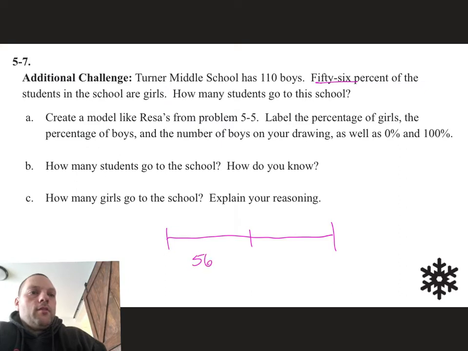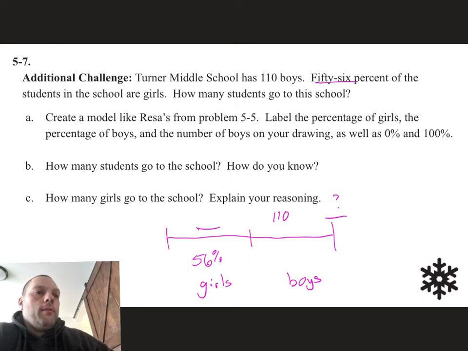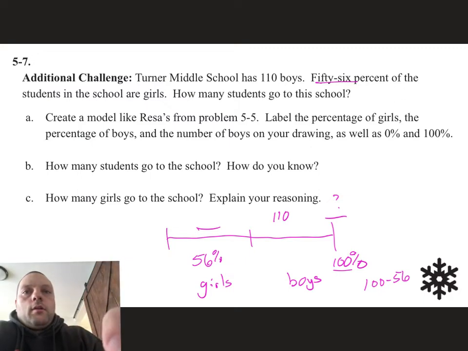And just like the previous problem, so 56%, I'm going to label this as girls. I'm going to label this down here as boys, and I know that 110 is what I have. I don't know what my total is, and I don't know how many girls. I do know that all of this added together is going to be 100%. Okay? So if I want to figure out my percentage for boys, I can take this 100% and subtract off 56, which is going to give me, I'll put it in a different color, 44%. Okay? So 44% is what I have for boys.